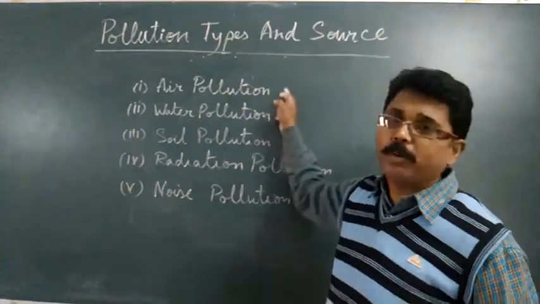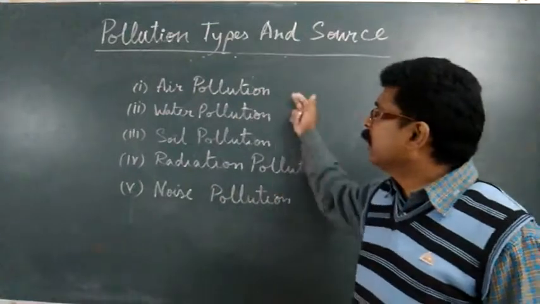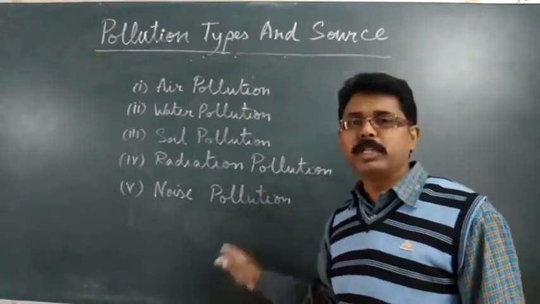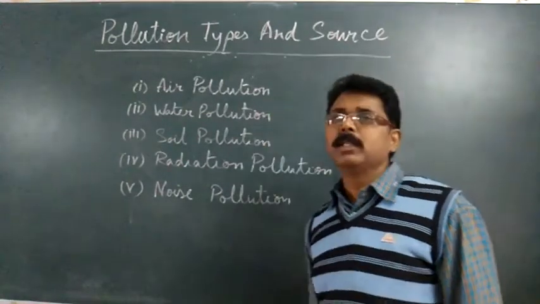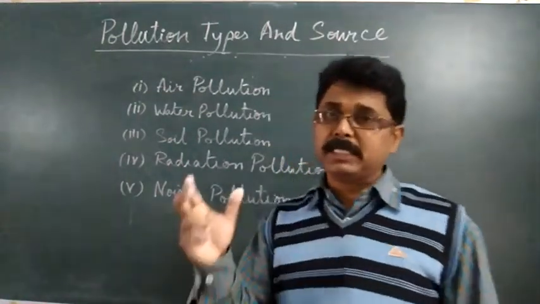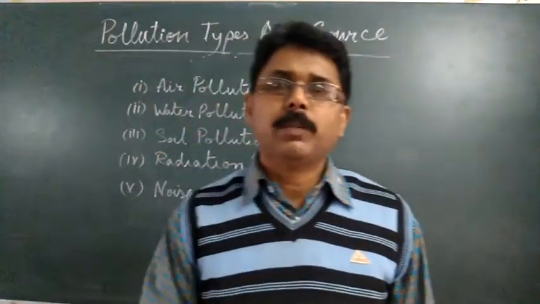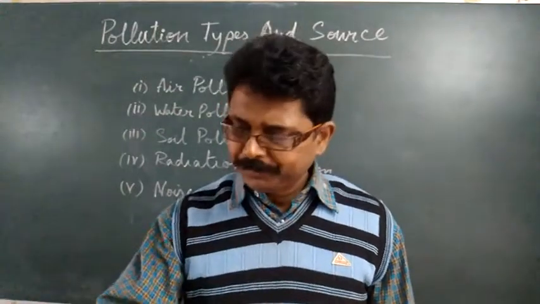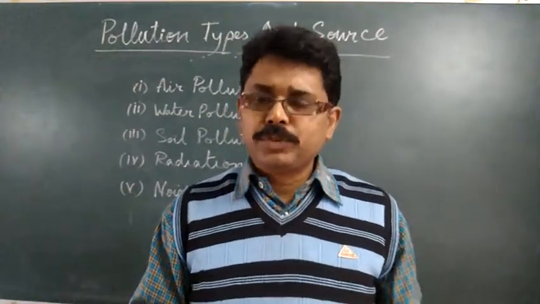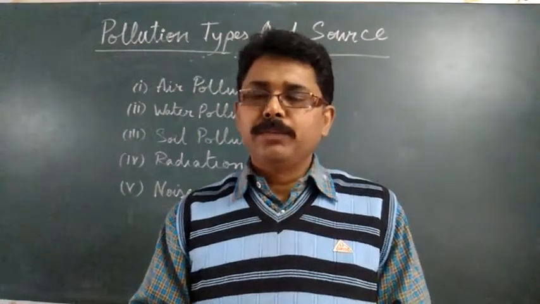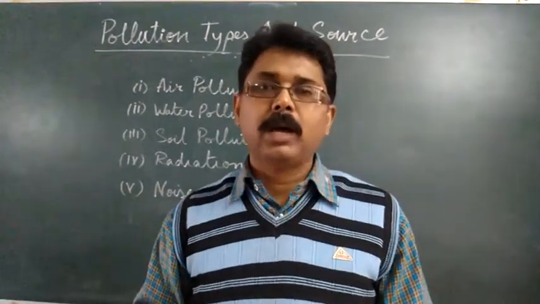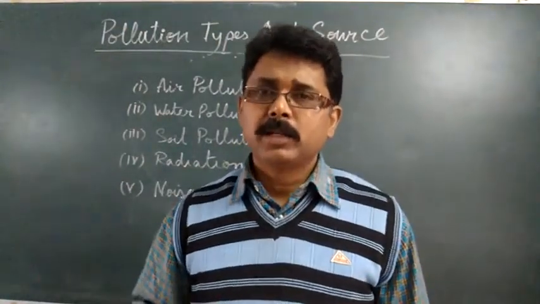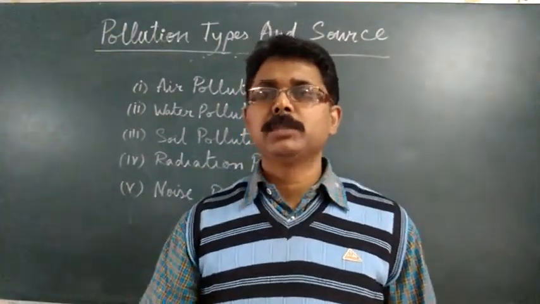So all these 5 pollutions that we have seen here, air pollution, water pollution, soil pollution, radiation pollution and noise pollution, are all major pollutions that can be seen around us, in our cities, even in rural areas, all over the world. And this is why we first need to know about pollution, how we have to control it, and how together we can contribute in controlling this pollution.